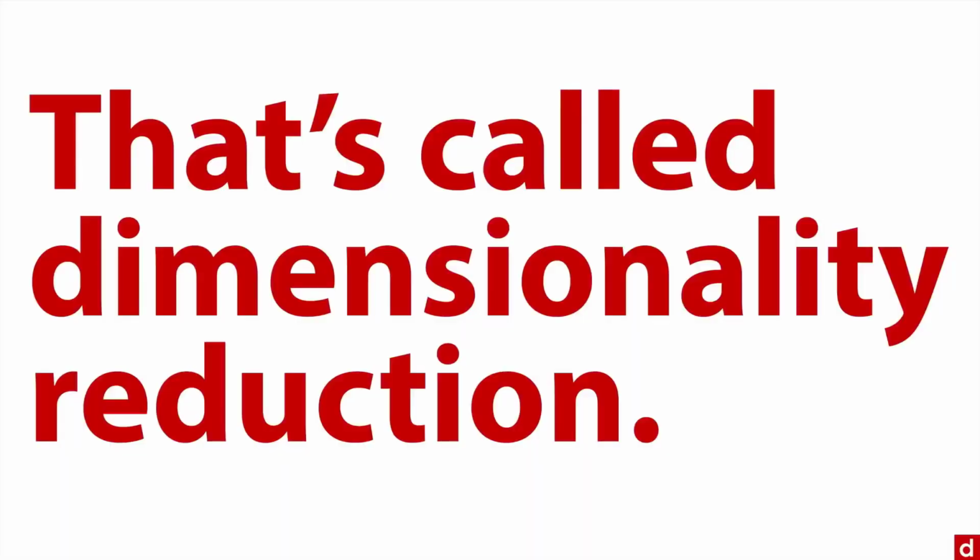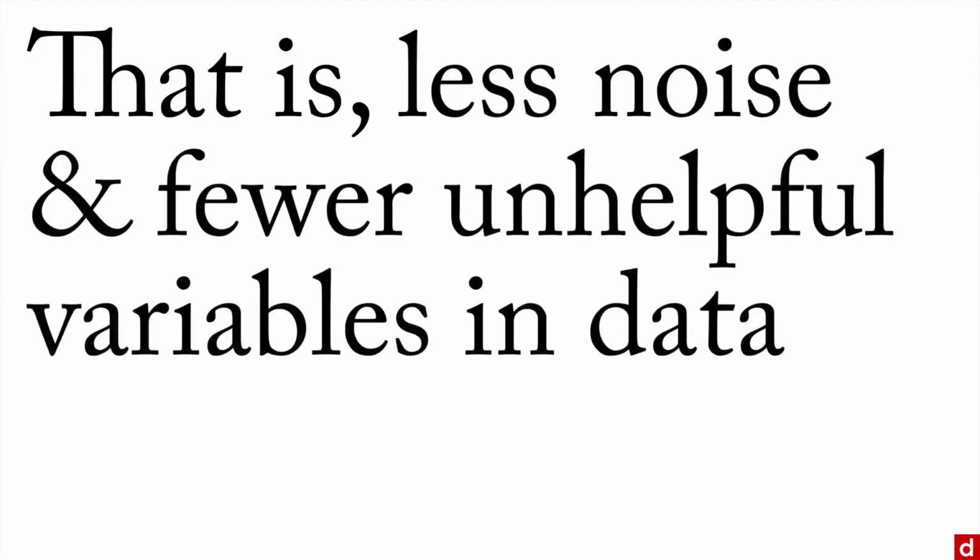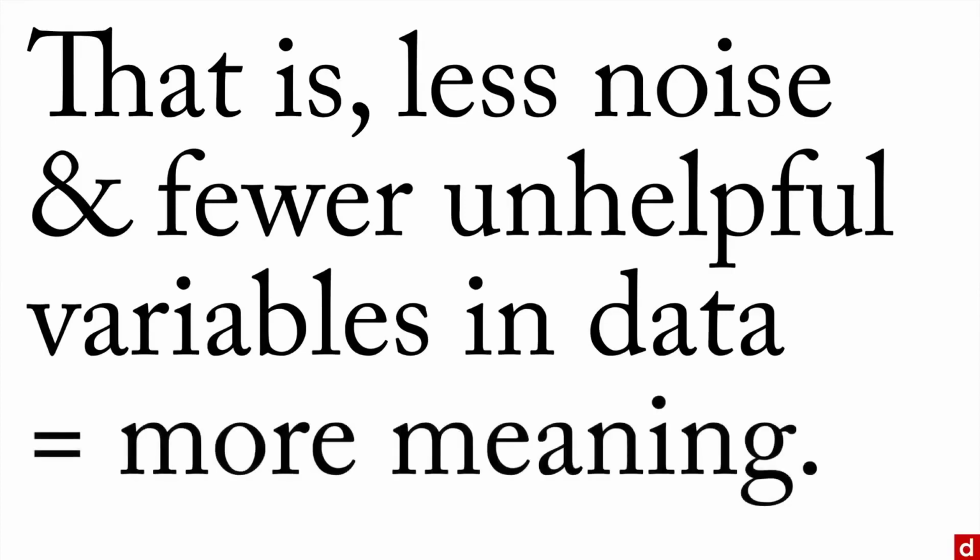Now, in the data world, that's called dimensionality reduction, where each variable is a dimension, and too many variables can actually be really problematic. You're trying to boil things down a little bit, and you can think about the saying, less is more, less equals more. More specifically, that is less noise and fewer unhelpful variables in your data set equal more meaning, because that's what you're trying to do. You're trying to extract meaning.